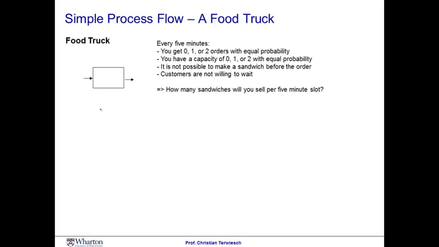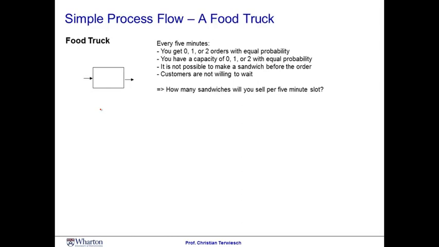Imagine you're working in a food truck. Say for sake of argument, that at any time slot of 5 minutes duration, you can get between 0, 1 or 2 orders with equal probability. You also have a capacity of 0, 1 or 2 orders. Now, it's also not possible to make a sandwich before the order is occurring, and customers are not willing to wait for the sandwich. How many sandwiches will you sell every 5 minutes?